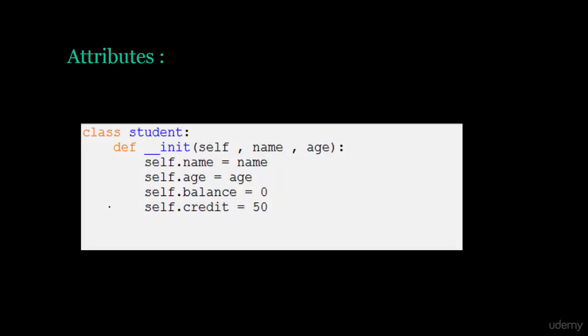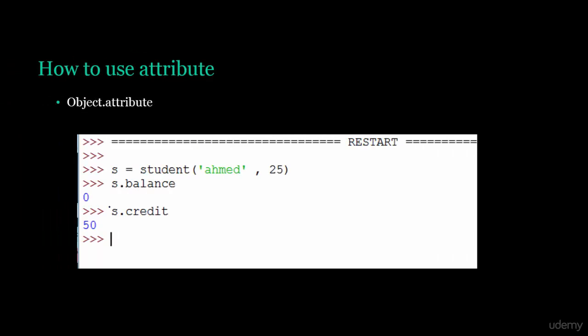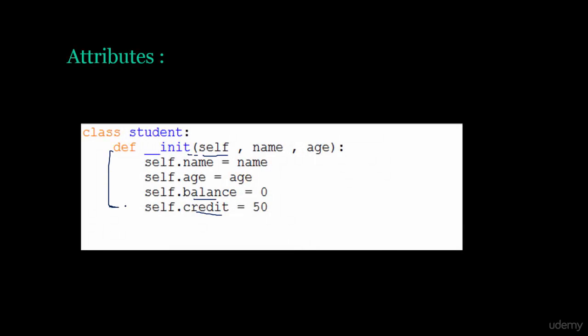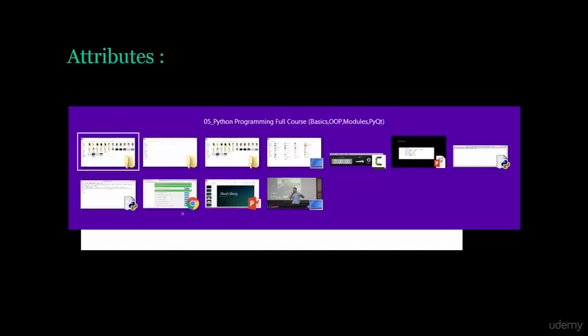If we want to use this attribute, I'll type object.attribute. Here, I'll take an object from our class student, s equal to Student, and I'll give it a name and age. Then if I type s.balance, object.attribute, this is our attribute balance. It will give us the value of the attribute, and .credit will give us the value of credit. But the full method is the function here. This is a method. Let's try this in our Python shell.